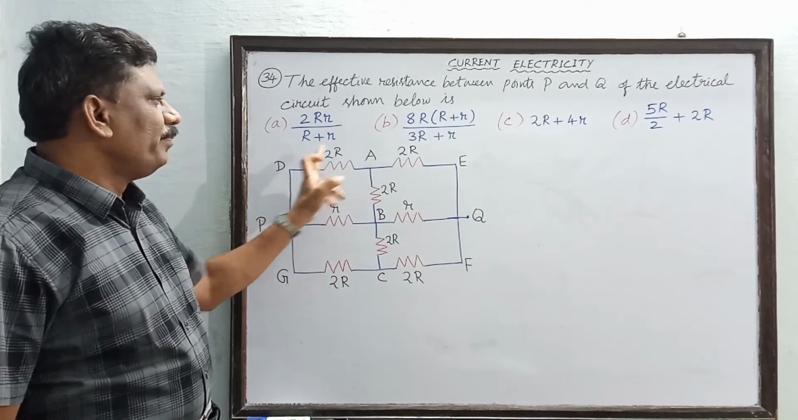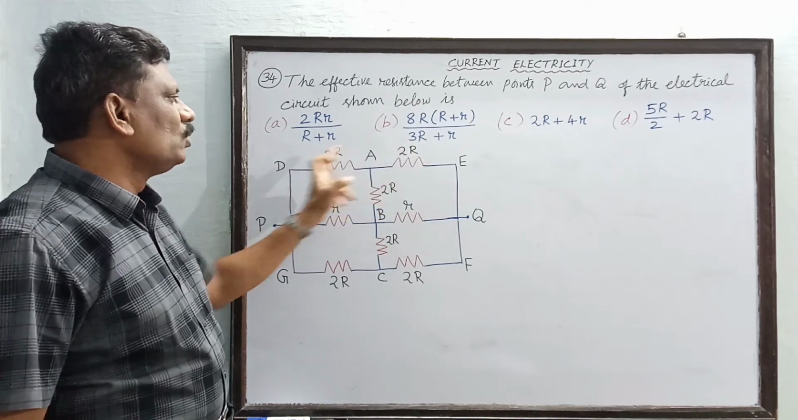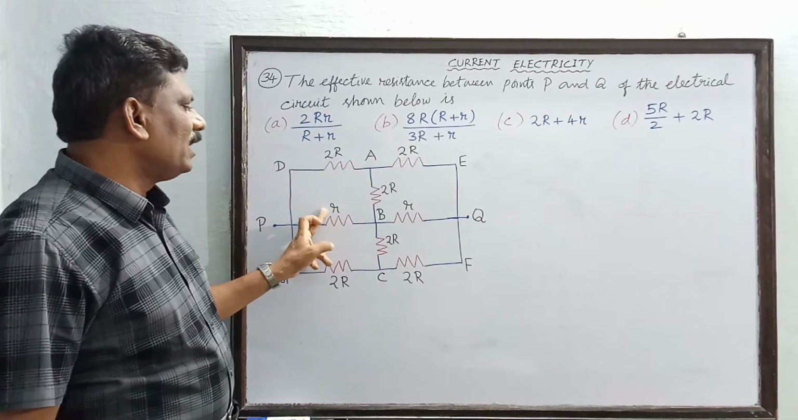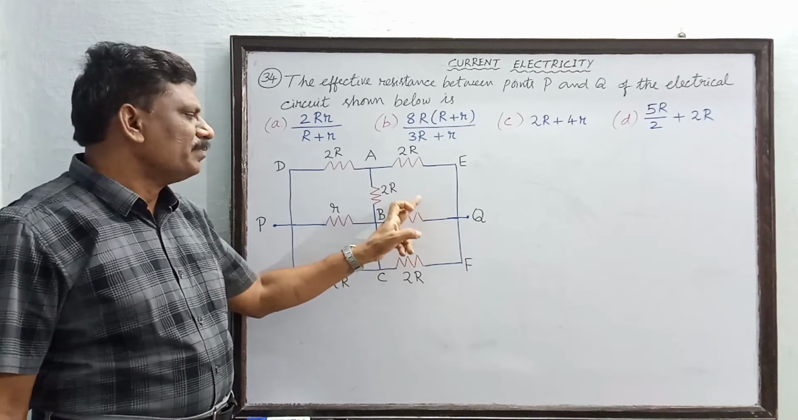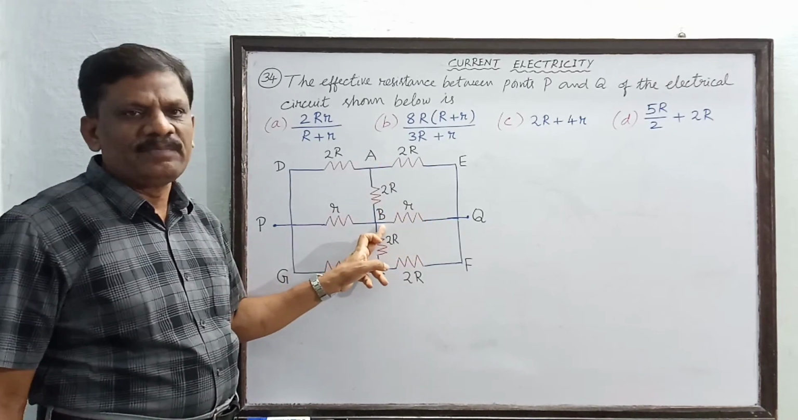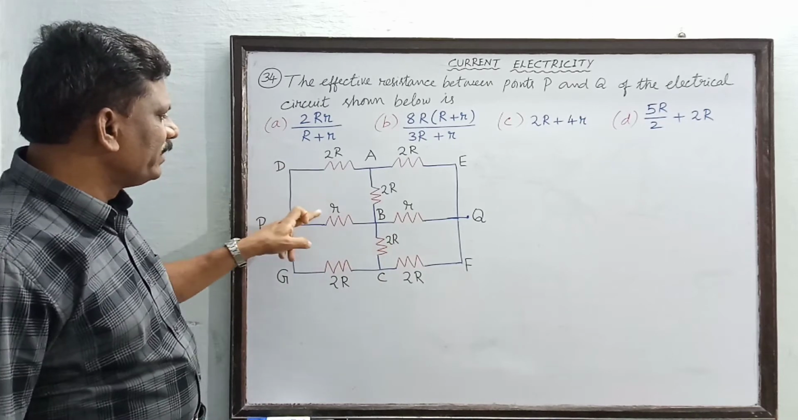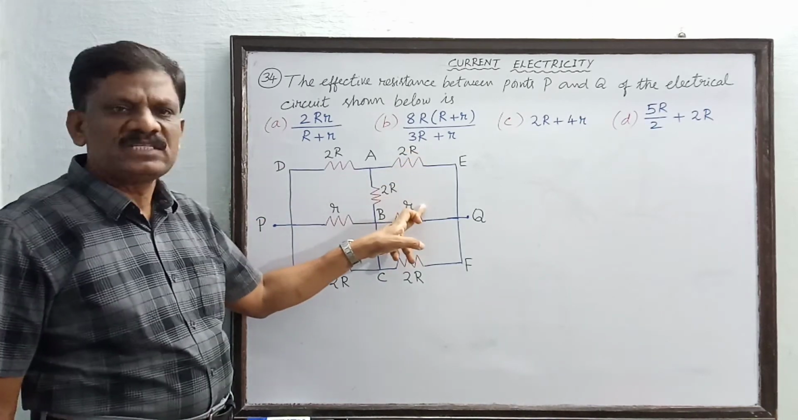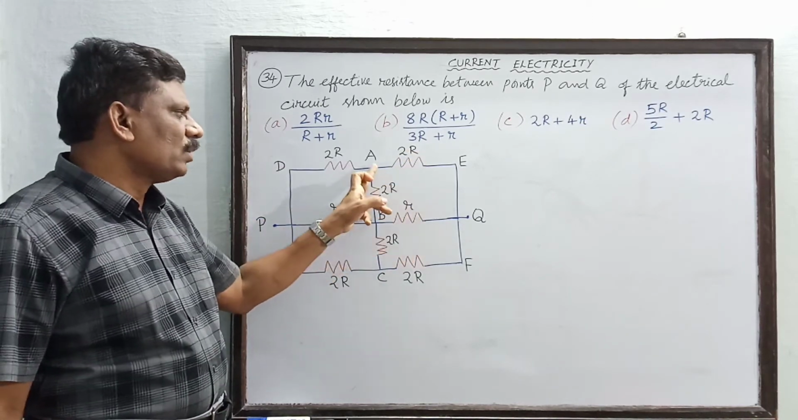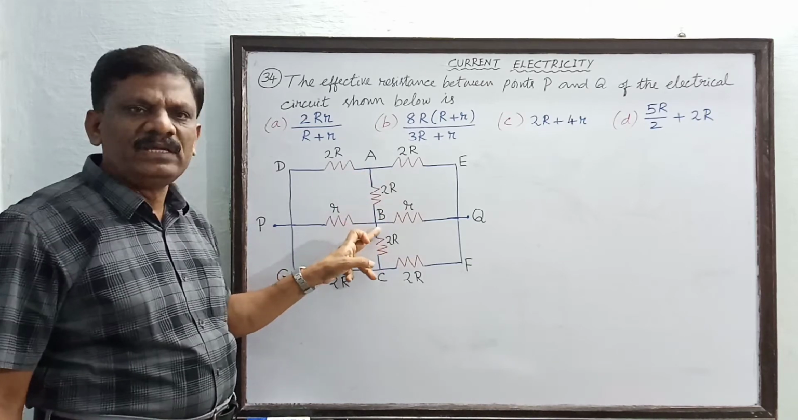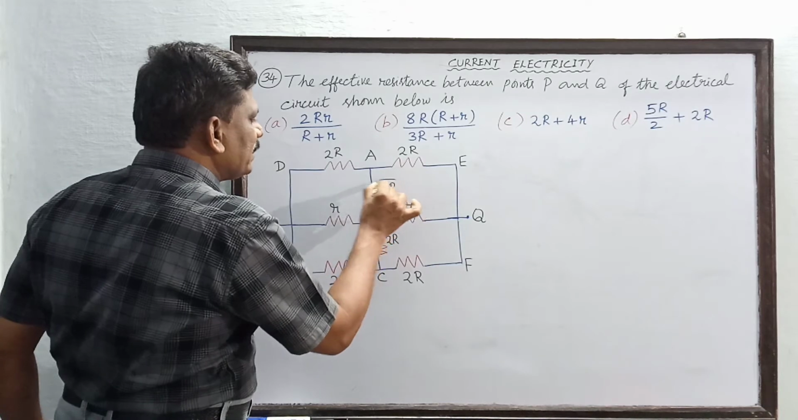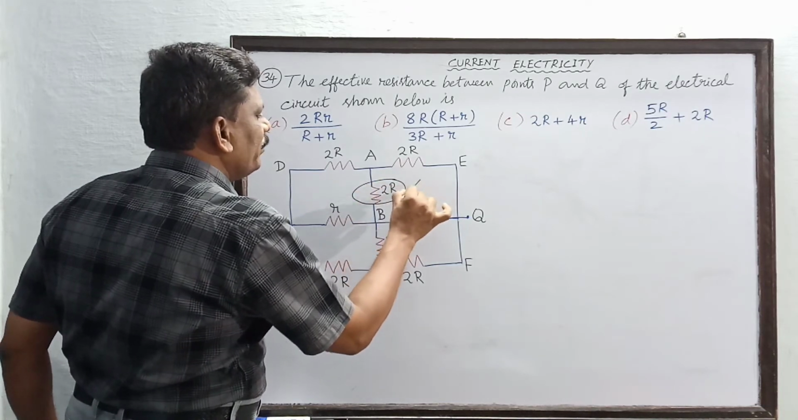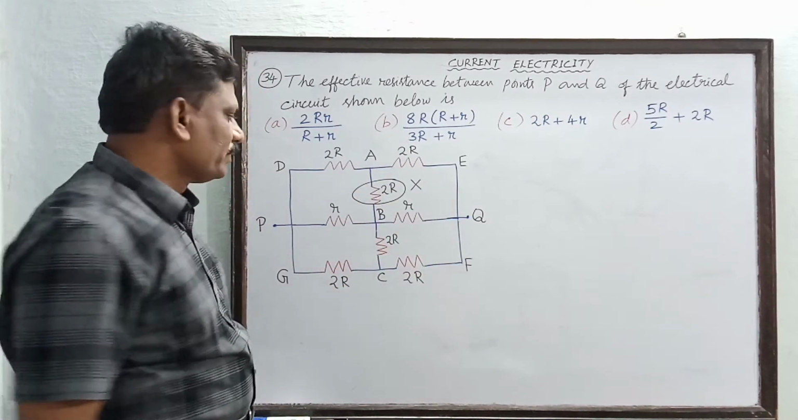In this, the two resistors here, 2 and 2, we say R and R, are equally distributed, symmetric with respect to the arm AB. Therefore, 2R by small r is equal to 2R by small r. So no current will flow between A and B, so this resistor 2R can be removed. This resistor 2R can be omitted.